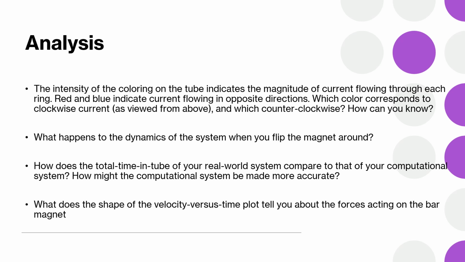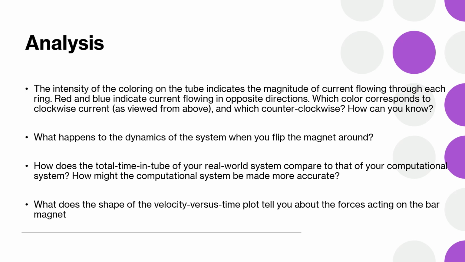What happens to the dynamics of the system when you flip the magnet around? Nothing. The magnet still falls slowly compared to if it was in free space. The current direction is flipped though. How does the total time in tube of your real world system compare to that of your computational system? How might the computational system be made more accurate? Both are pretty close to each other when using the second mu value. This would be more accurate if the tube is split up into more rings, or by finding mu in a more accurate manner.